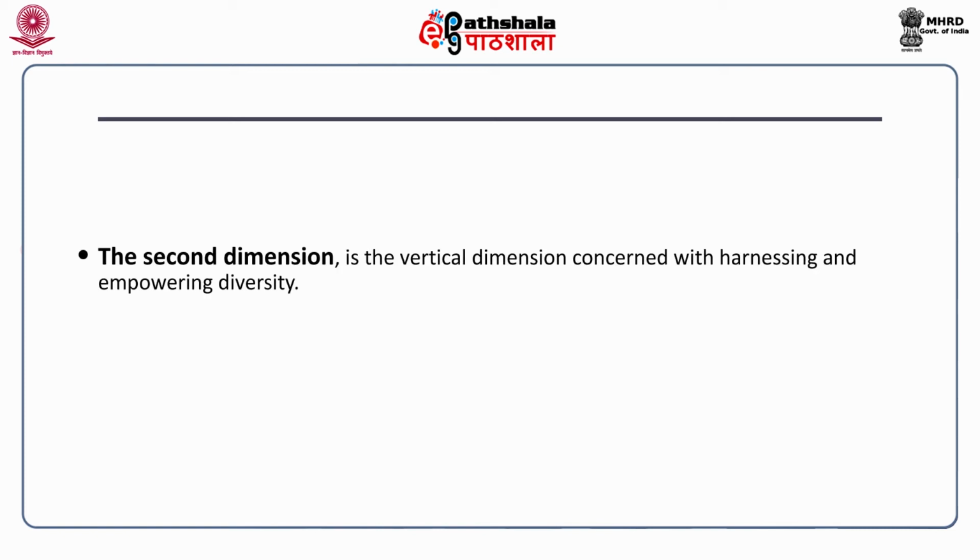The second dimension is the vertical dimension, which is concerned with harnessing and empowering diversity. It is the area that deals with corporate culture and structure, the way tasks are divided to accomplish the mission of the company, along with the thinking system. This dimension holds the key to effecting the greatest change in a company, for it is here where exclusion finds it most comfortable at home.